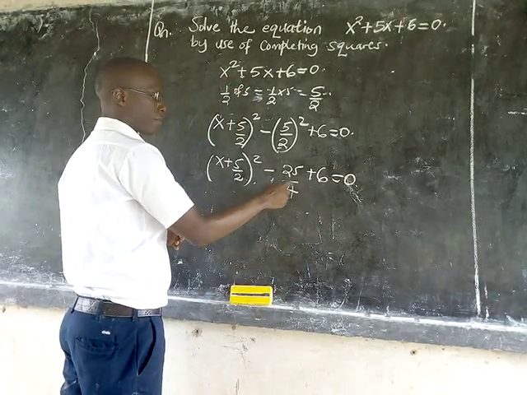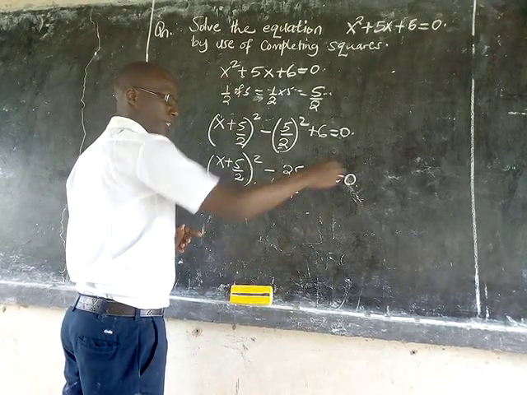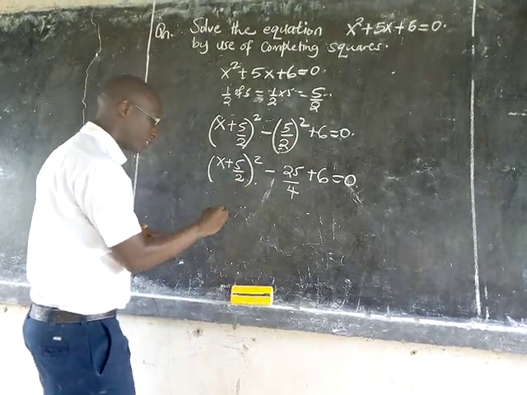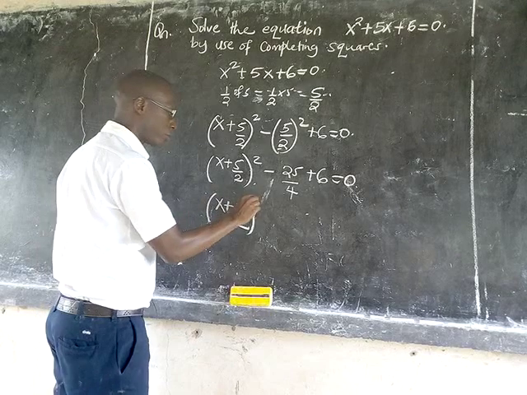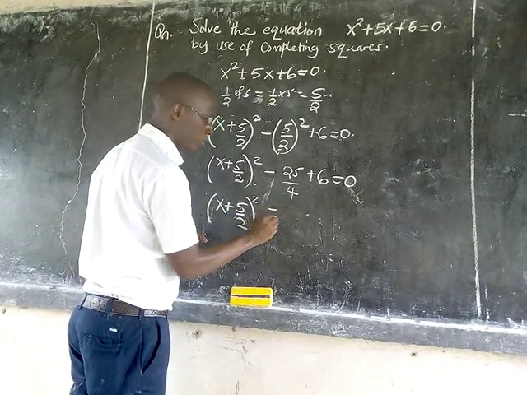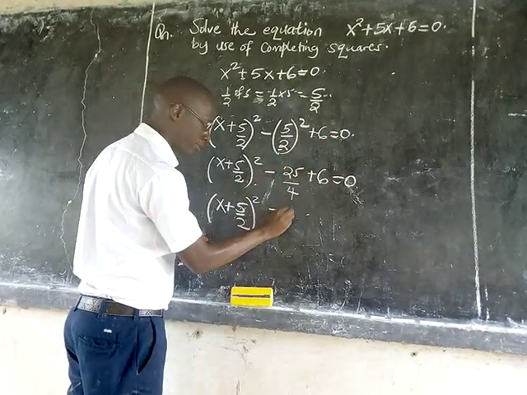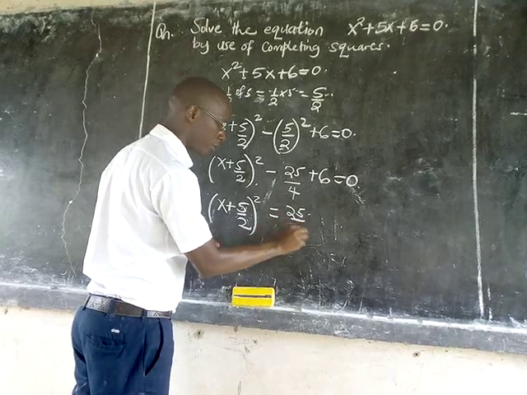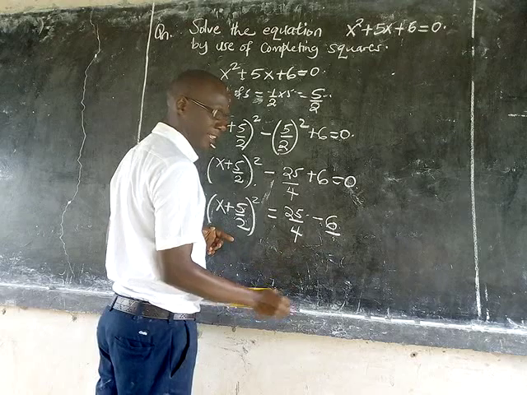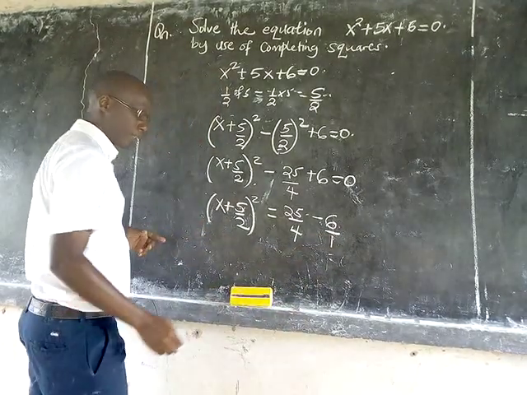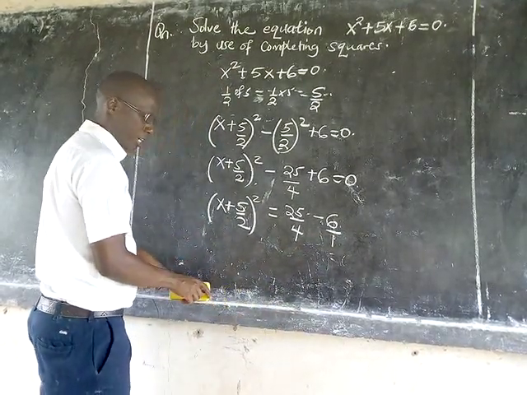Now these two numbers, we're going to take them the other side. When they cross, they change signs. It means we're going to have x plus 5 out of 2 squared is equal to, this is a negative, when it crosses it becomes a positive 25 out of 4. This is a positive, when it crosses it becomes a negative. But it can be out of 1. Any whole number can be written out of 1.